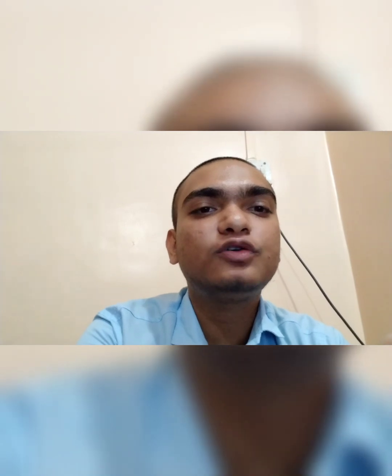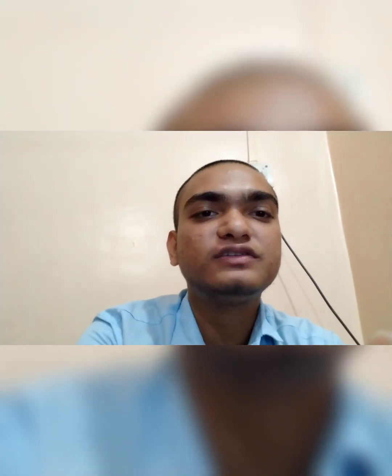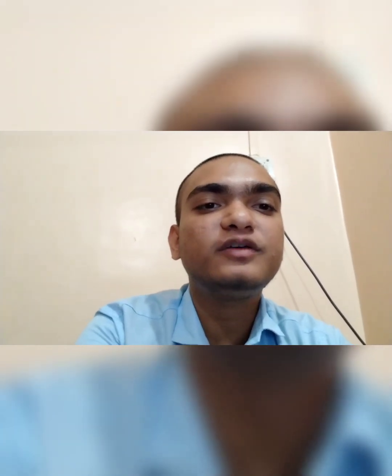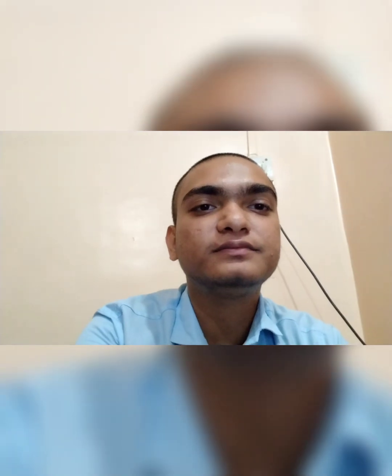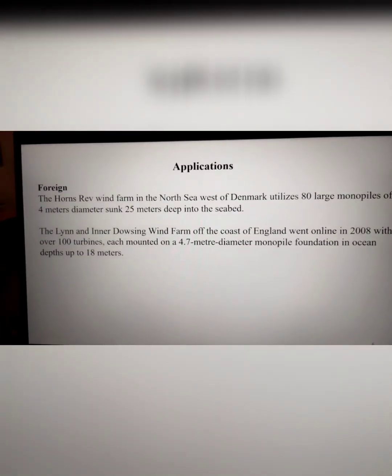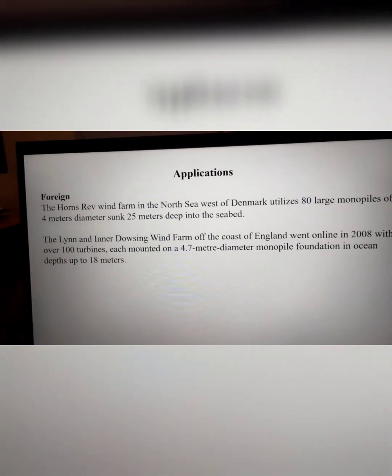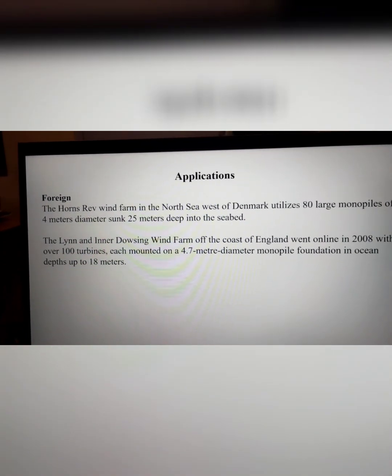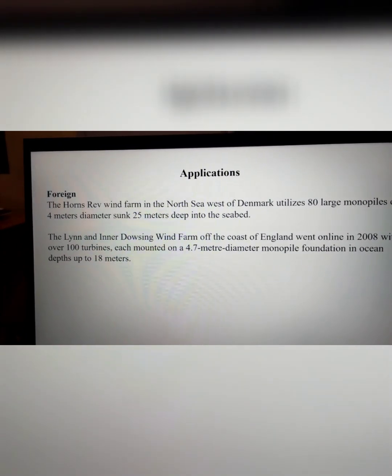As wind turbines grow in size, so do the foundations. And hence we are switching to the monopile foundation, as it is the most preferable foundation in this region. For the same reason, the applications of wind farms in foreign countries have increased. For example, the Horns Rev wind farm in the North Sea west of Denmark utilizes 80 large monopiles of 4-meter diameter sunk 25 meters deep into the seabed.